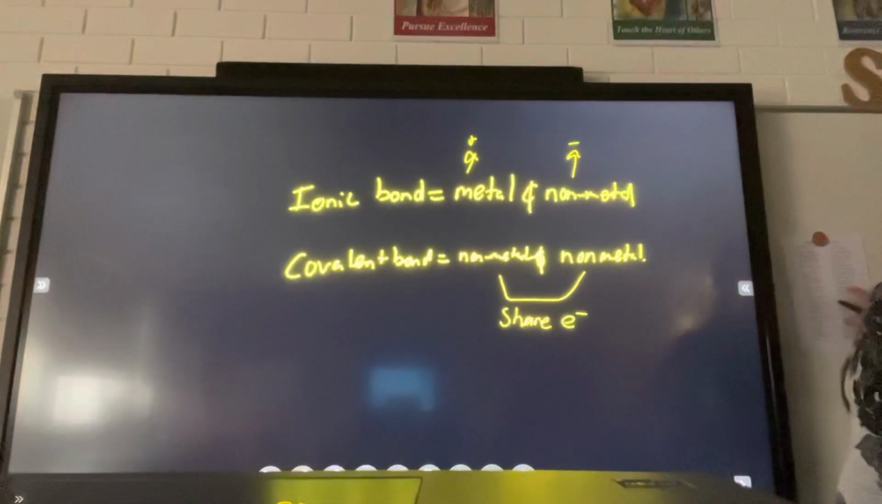I know what a precipitation reaction is. All right, a precipitation reaction is when you mix two liquids and you get a solid.